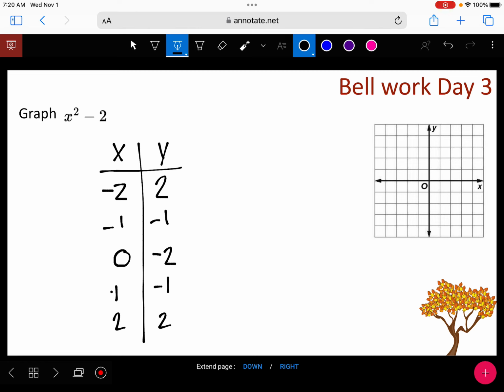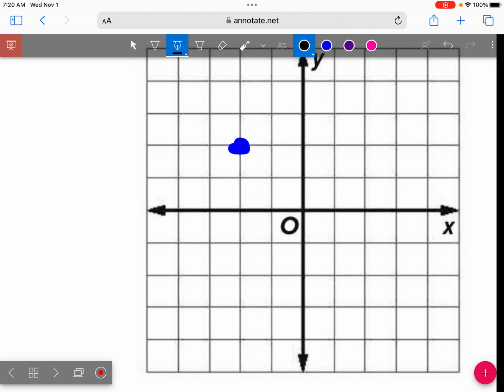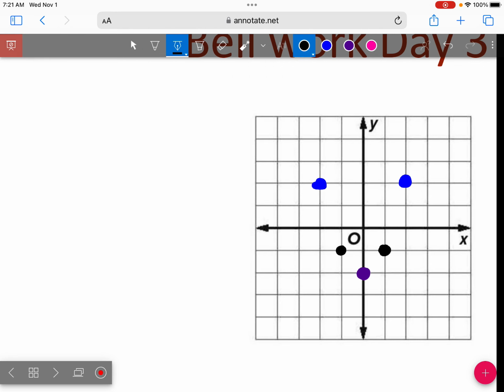But what we're going to do is plot up those points. -2, +2. -1, -1, so down here. 0, -2, 1, -1, and 2, 2. So even if we don't remember much about our quadratics, we can still plug and chug to find our graph, because it should look U-shaped. It should look like this.